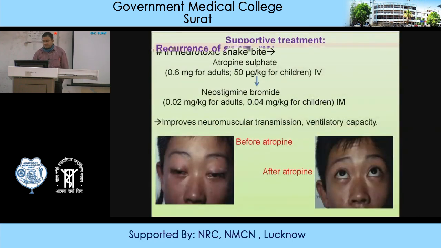Now supportive treatment in a neurotoxic snake bite, means cobra bite. Give atropine sulfate 0.6 mg for adults and 50 microgram per kg for children IV, plus neostigmine bromide 0.02 mg per kg for adults and 0.04 mg per kg for children IM. Improves neuromuscular transmission and ventilatory capacity. Before atropine, after atropine.